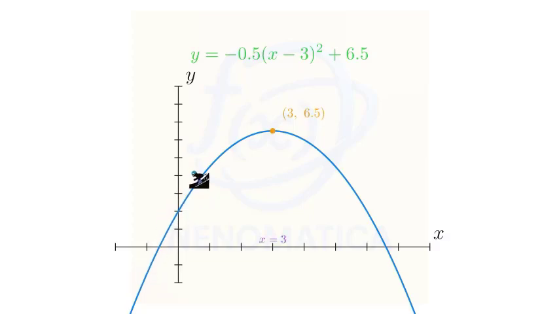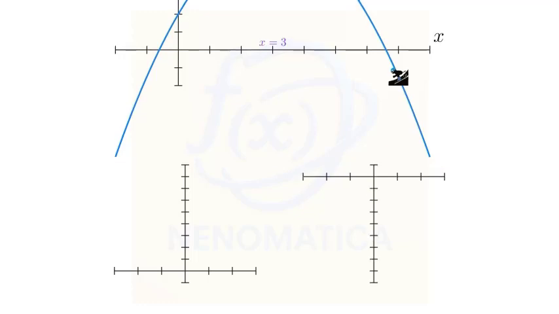Step 4. The parameter a controls opening direction and width. If a is positive, the parabola opens upward. If a is negative, it opens downward. Larger absolute a makes the parabola narrower. Smaller absolute a makes it wider.